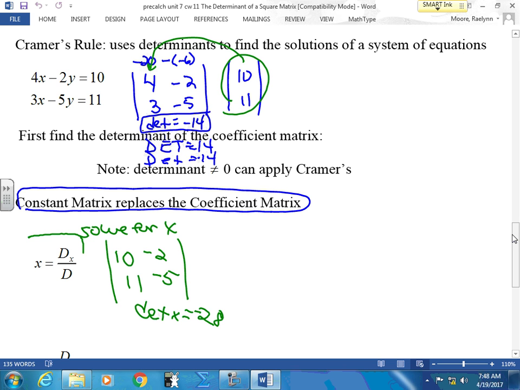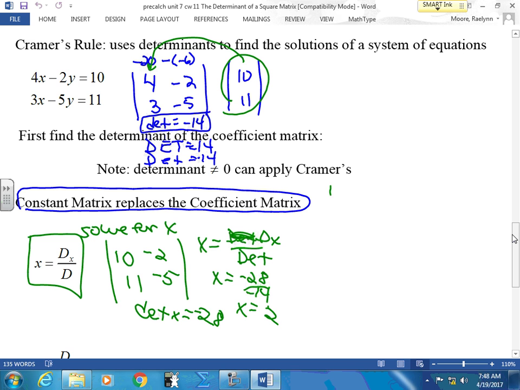And we're going to follow this formula. We have 2 determinants: our main one, and our x one. So we're going to take the determinant of x and divide it by the main determinant. This solves for x. So we have negative 28 divided by negative 14. And these can come out negative because these are solutions of your systems.